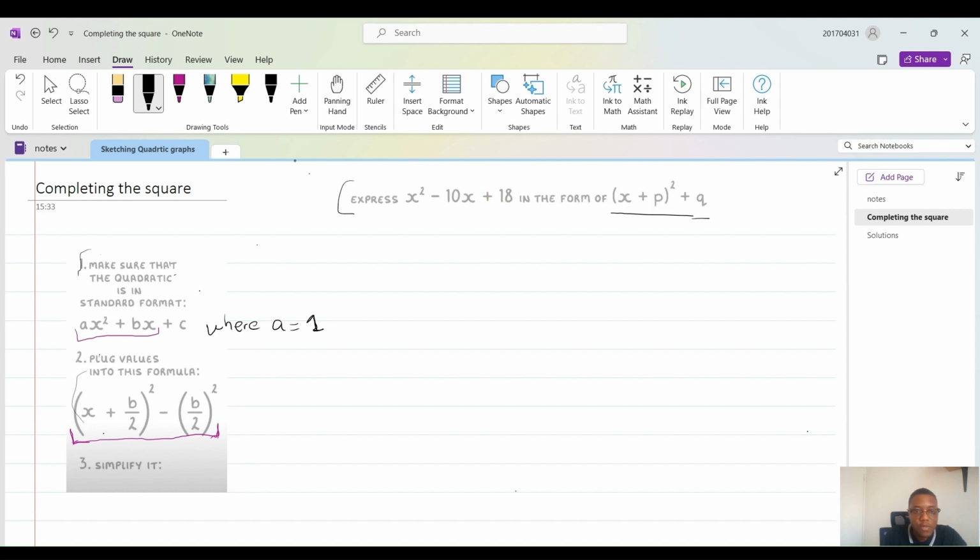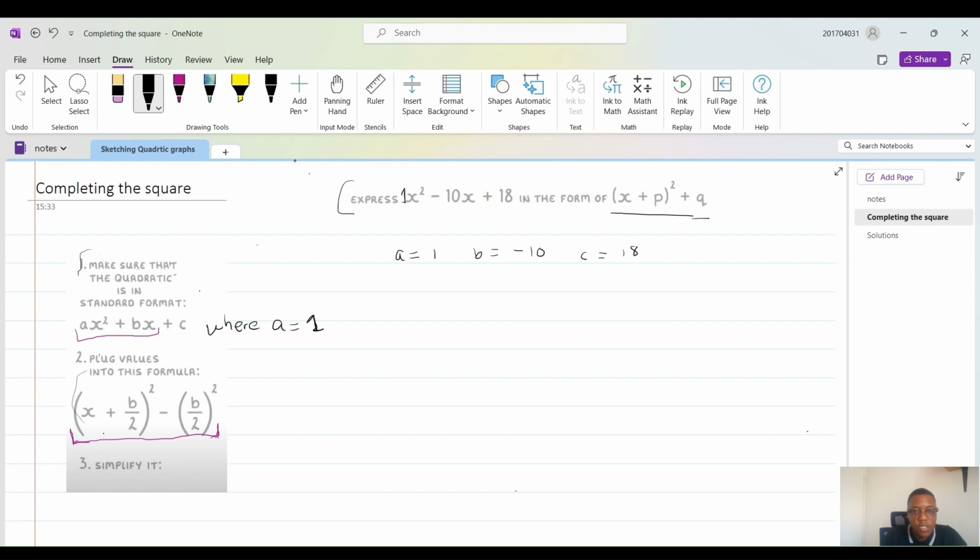Alright, so let's follow the steps using this example. So let's look at our a here. So a in this case is equal to 1, which is the coefficient of x squared, right? So it's just simply 1. Then our b is equal to negative 10, right? Then our c is equal to 18. So that's the first step, right?